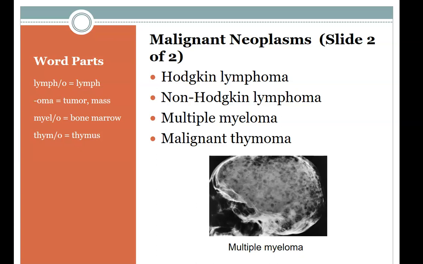Note that these terms related to malignancy do not contain the suffixes carcinoma or sarcoma. And your word parts. Lympho equals lymph. Oma is tumor or mass. Myelo is bone marrow. And thymo is thymus.